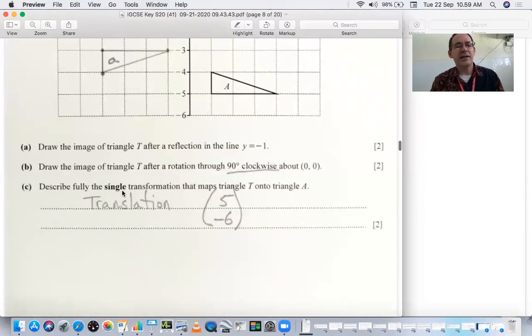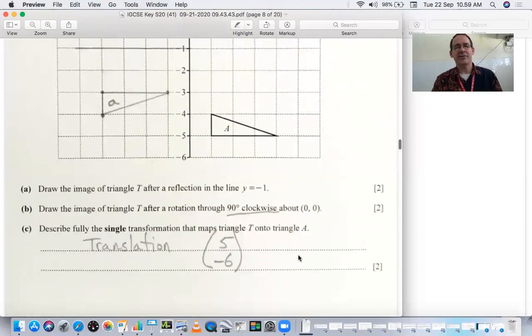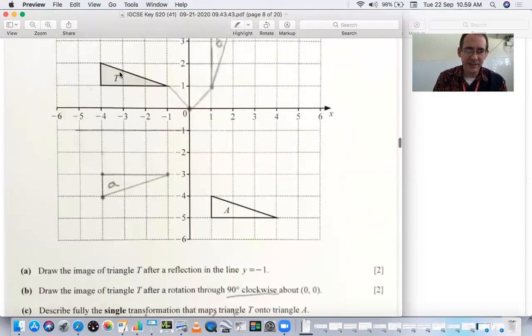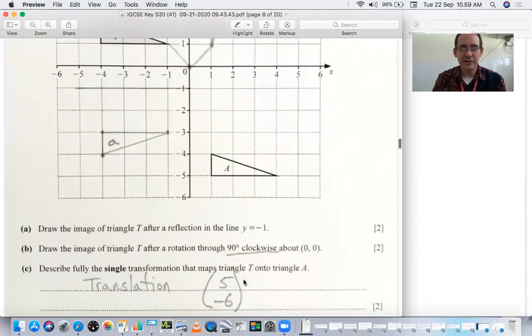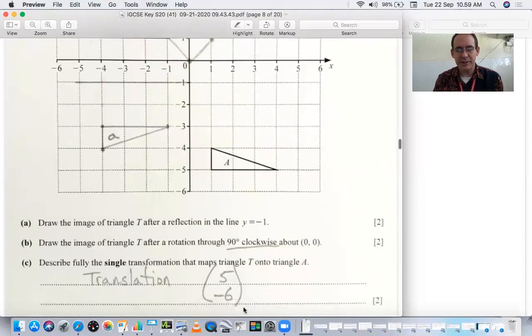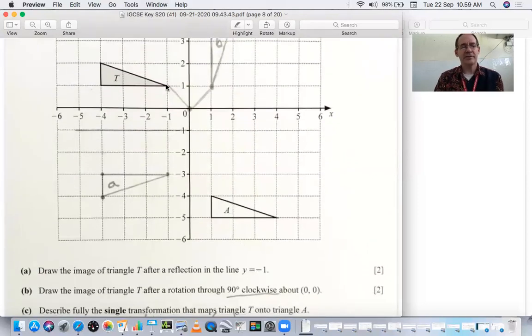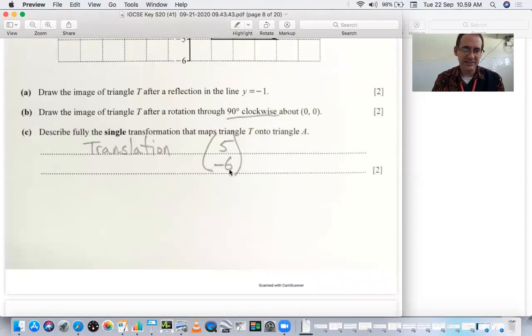Then describe fully the single transformation that maps triangle T onto triangle A. Well, if you notice, all that has been done from T to A is just sliding it over here. So that's a translation. And for a translation, all you need is the X and Y components, which I have put into a column vector. So start here at the front, count over 1, 2, 3, 4, 5, and then down 1, 2, 3, 4, 5, 6. And so it is over 5, down 6. The top number is your X component, the bottom one is the Y component.